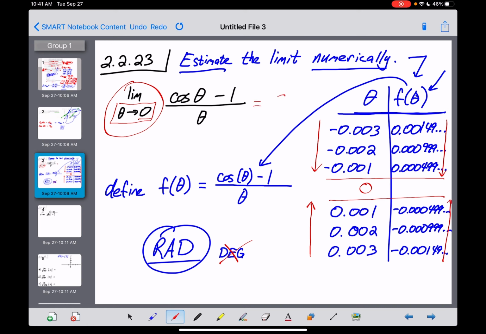So since both the left and right side limits seem to give us the same information, we can say now that the limit of this function is equal to 0.